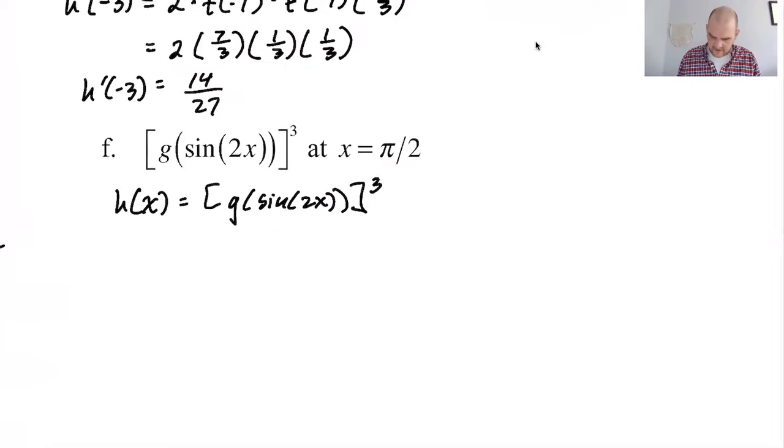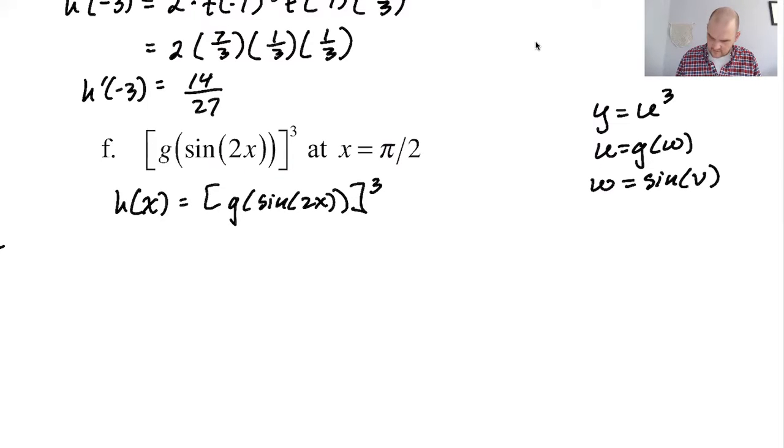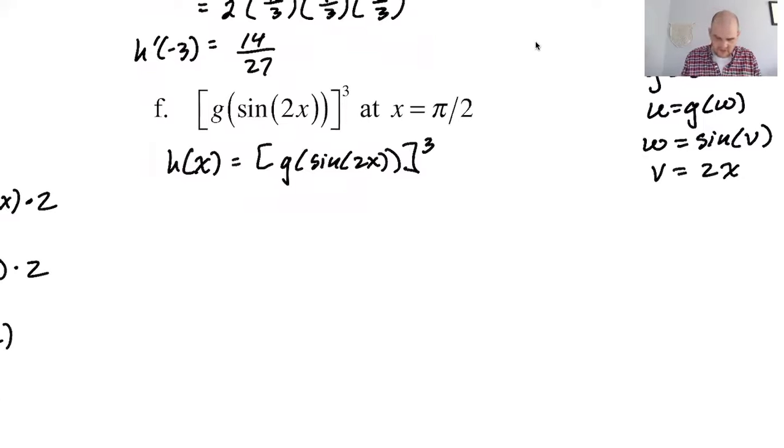This is a lot of composed functions here. If you were to write this out, you would have y equals u cubed, u equals g of w, w is equal to sine of v, and v is equal to 2x. So look at that. We're going to do dy du, du dw, dw dv, dv dx, which will leave us with dy dx when we're done. So let's try to implement that.